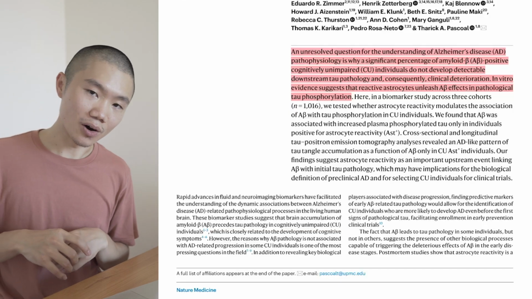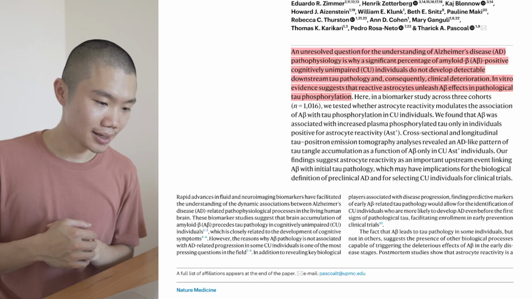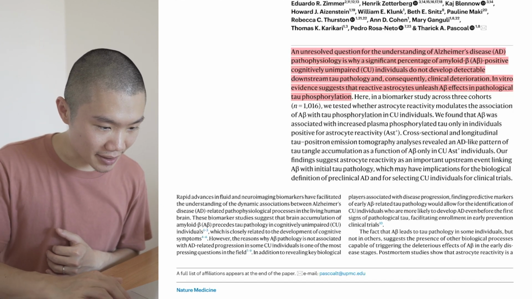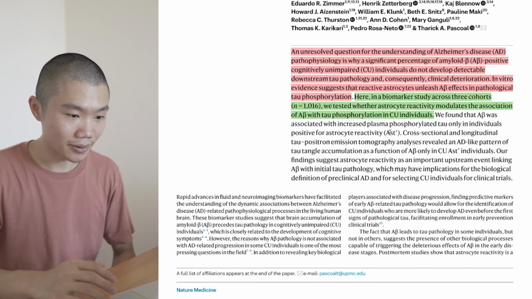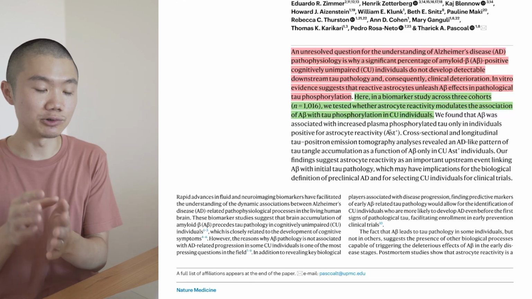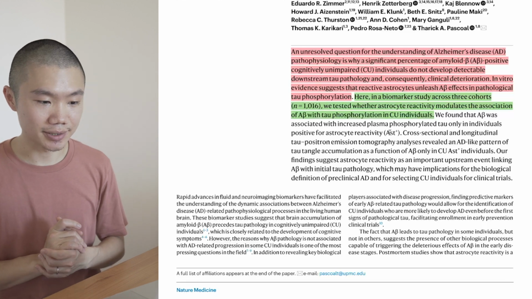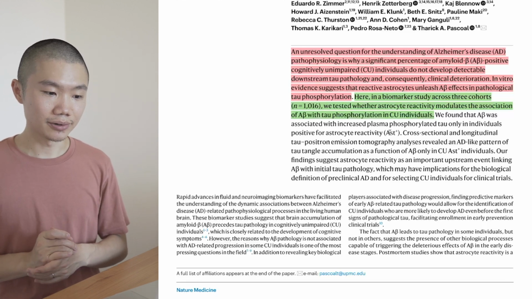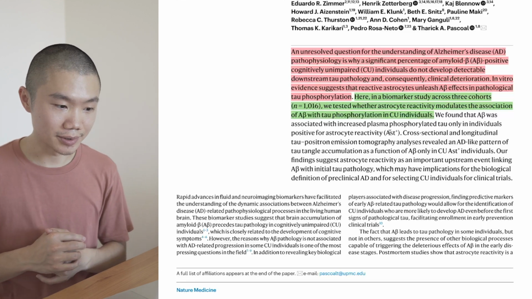Now, the second segment would be the methods, which explains what the authors did to answer the questions that they proposed. Here we see that the methods are highlighted in green. Here the authors explain that they used a biomarker study, which means that they drew blood from these cognitively unimpaired patients to see whether their astrocytes correlated with the abnormal proteins.